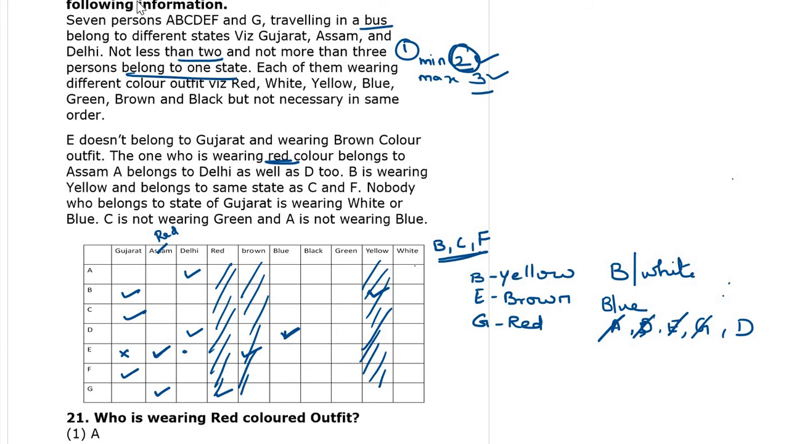And then white. So A is not wearing blue. What are the members remaining? A. B we know, yellow is over. C. And then D we know. E. F. G. G is red color.